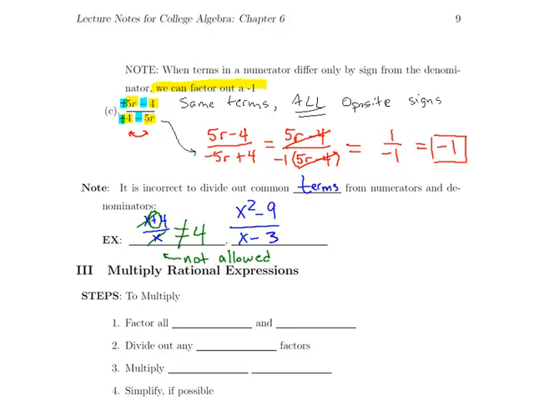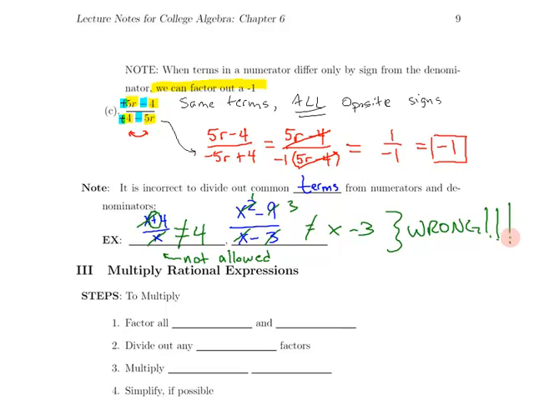Again, what you cannot do is cancel that out and leave one x behind, cancel this out and leave a 3 behind, and end up with x minus 3. All of those steps right there are wrong. You're not allowed to do that. Okay? So just be careful.